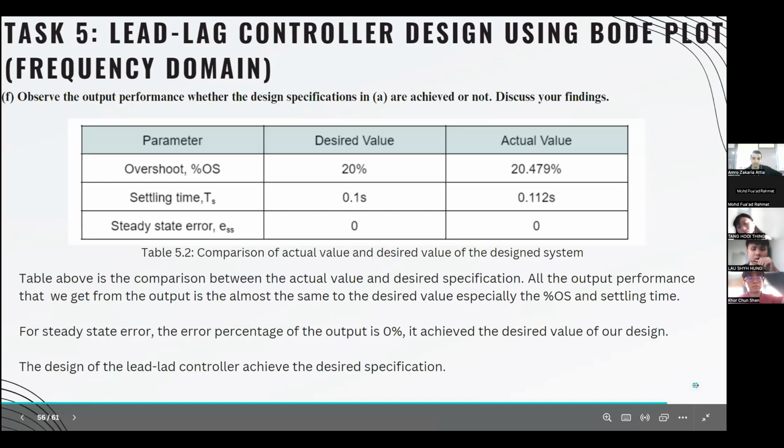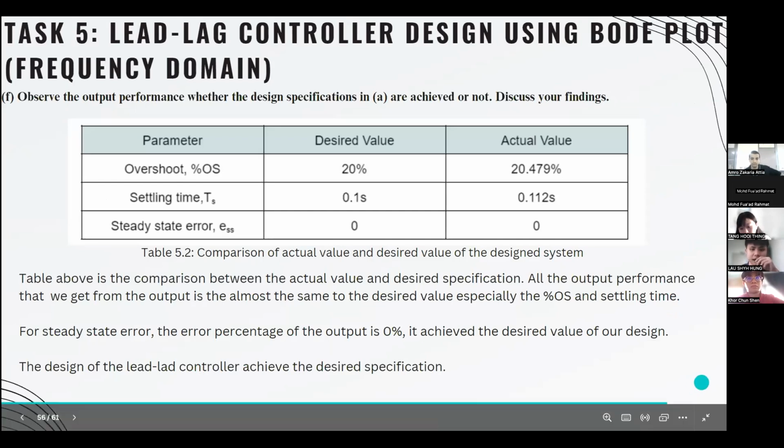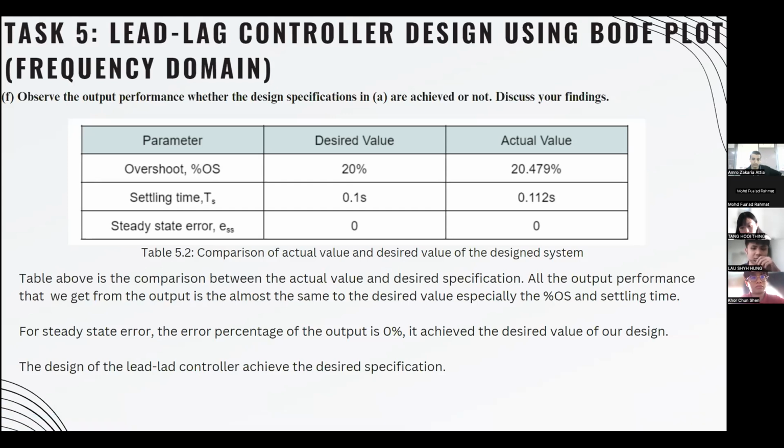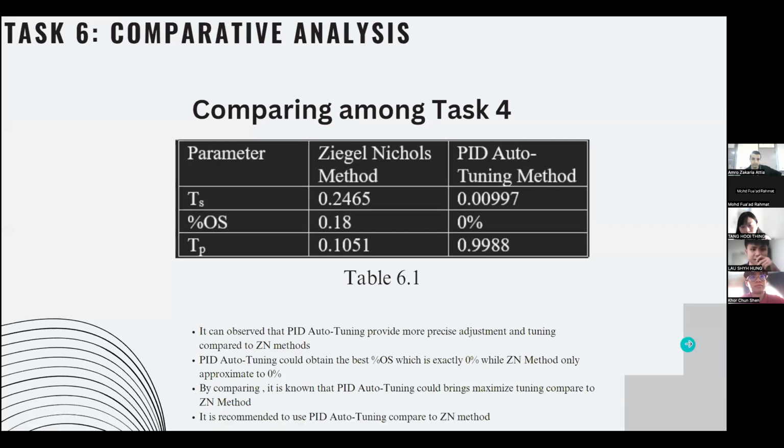So this is the comparison between the desired value and the actual value. Actually, we can say that they are slightly the same. Okay, and we can conclude that our design achieves the desired value. Next.